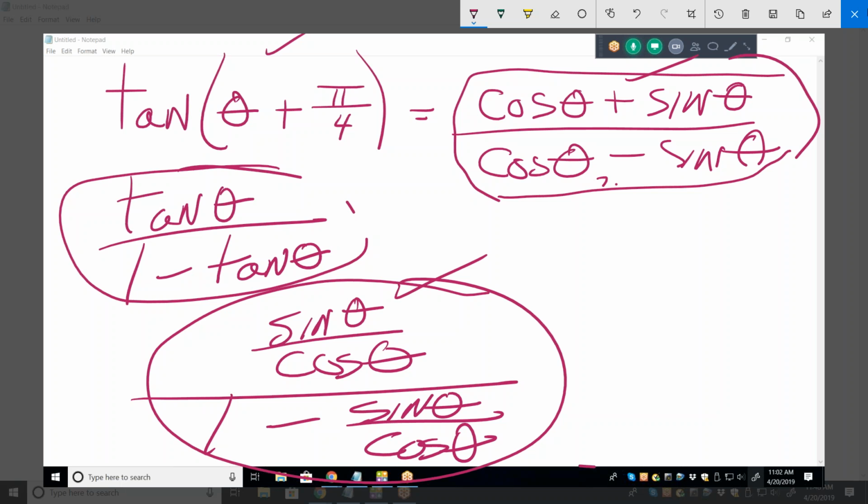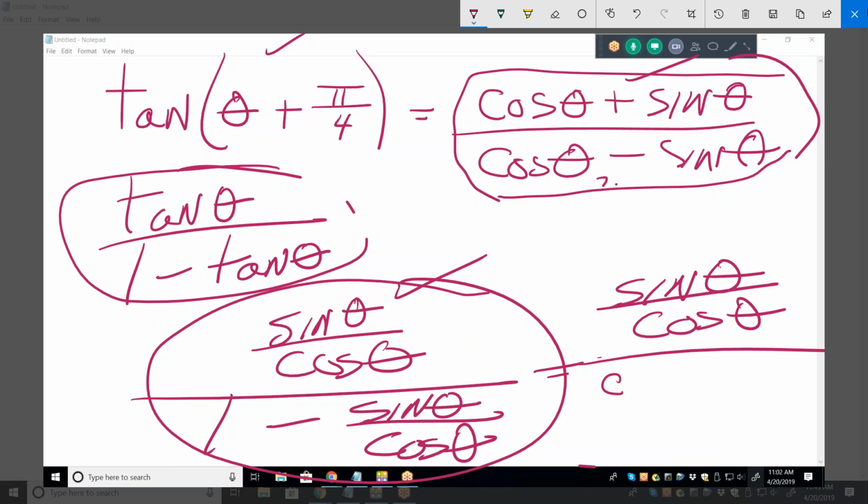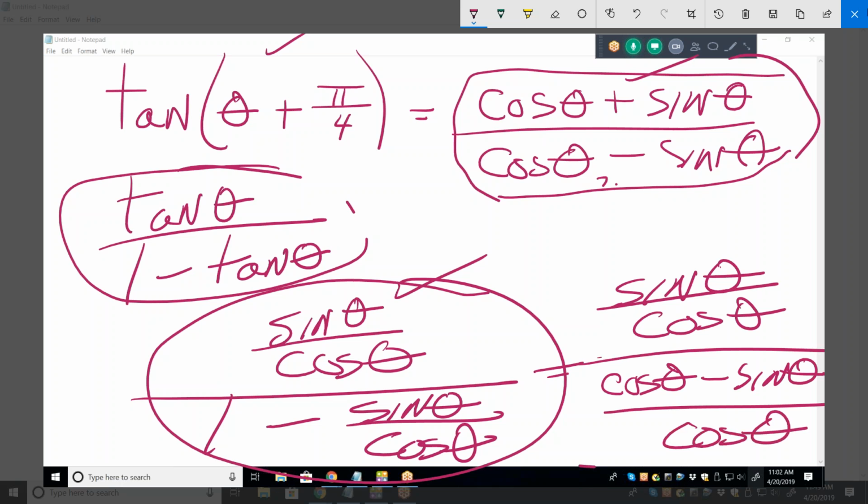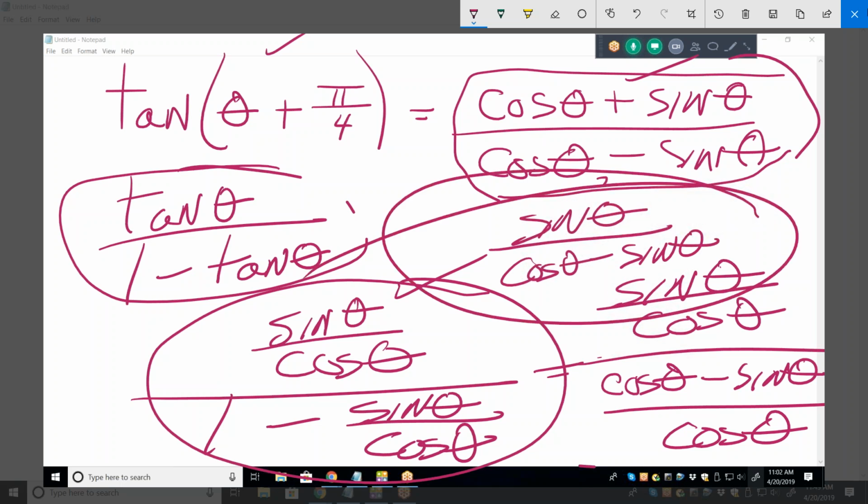In fact, I'll do it real quick. Normally I would ask you to do the algebra, but because we're running out of time, I'll do it. So this is cosine of theta minus sine of theta all over cosine of theta. Flip and multiply, and you have sine of theta over cosine theta minus sine of theta. Is not what we started. That's not what we're trying to prove.